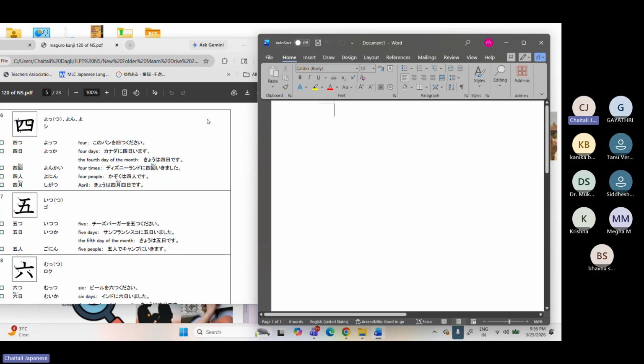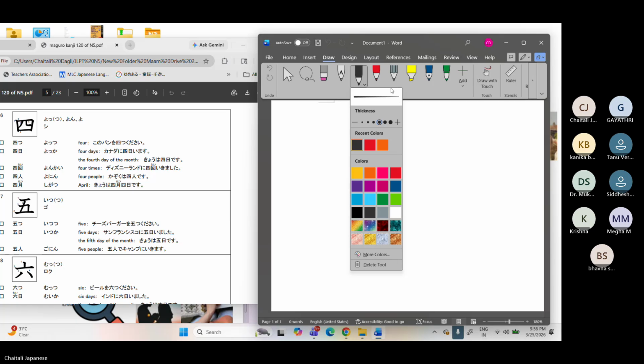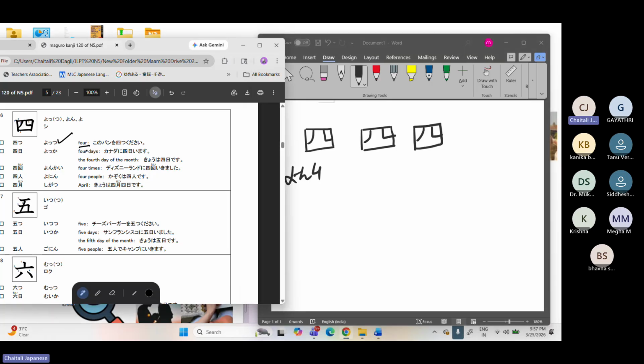Yeah. So 4 is written as, you draw a box. Again, your strokes are important. 1, 2, 3. So basically this is written like this: 1, 2, 3, 4, 5. Okay. So this is your yon, that is 4. Or if you see here, this is yon, 4, or 4 days.